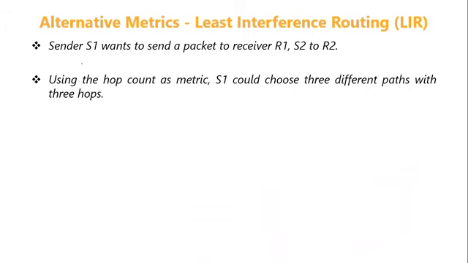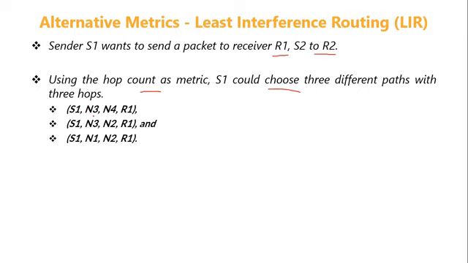So this is the scenario. S1 wants to send a packet to R1 and S2 wants to send a packet to R2. Using hop as a metric, S1 could choose three different paths. These are the different paths available from S1. Either it can choose N3, N4, R1, or N3, N2, R1, or N1, N2, R1.